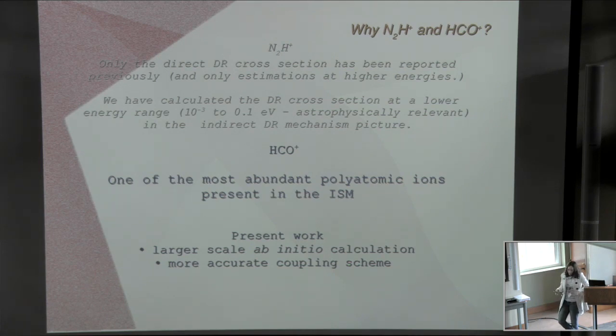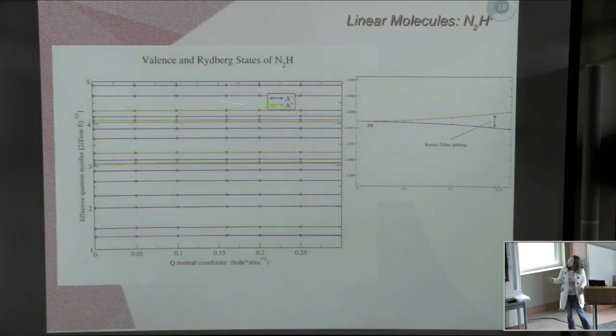So we are taking the natural couplings, the couplings that were taken before in the previous calculations, and couplings between not only sigmas and pi's, that was the coupling that I showed before, but also couplings between pi's and delta states. So this is the calculation for N2H+. So we did this for N2H+. We did this for HCO+.